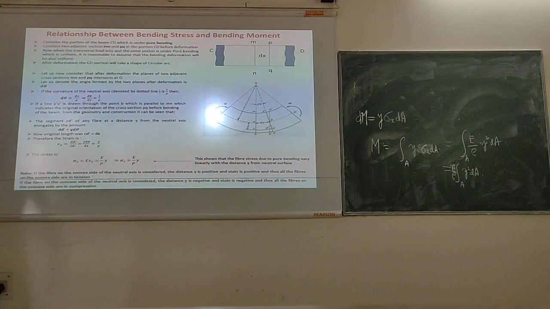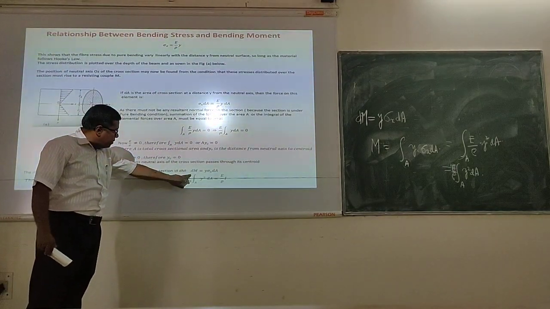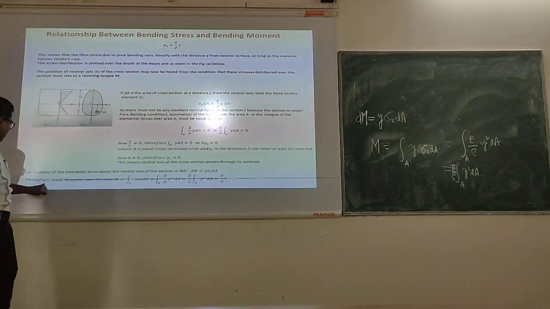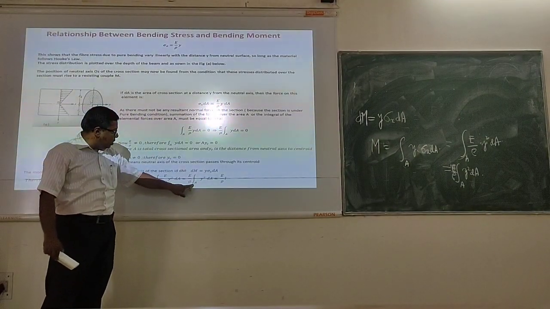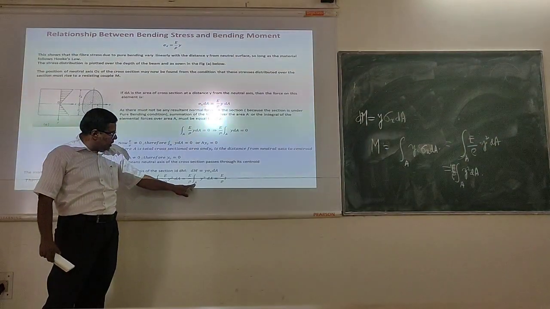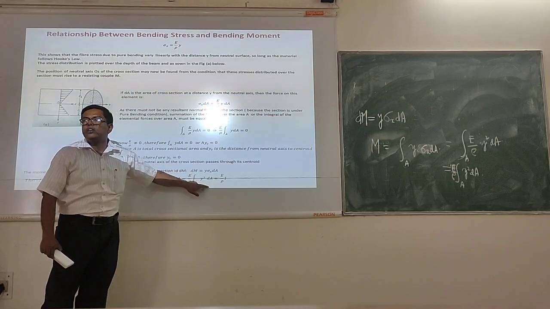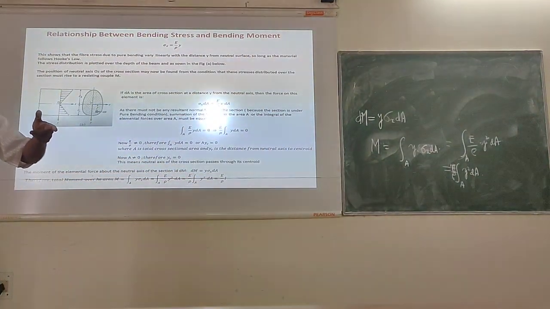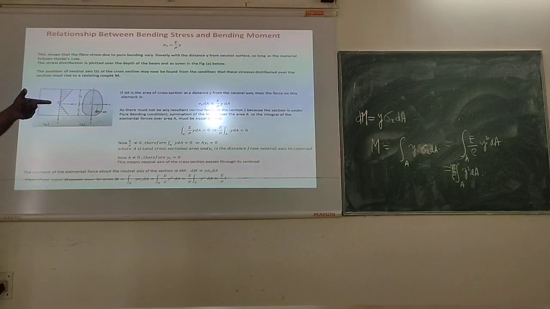So you observe a typical relation over here. What is E by rho? E by rho is constant. And I am getting another term which is equated to the moment M, which is nothing but the integral over area A of y square dA multiplied by E by rho. And what is the integral of y square dA? This is nothing but the second moment of area, central.